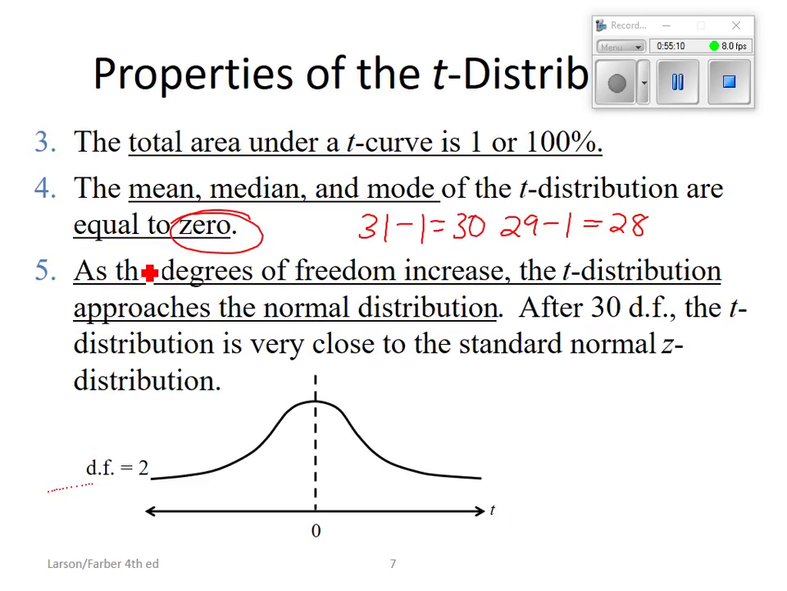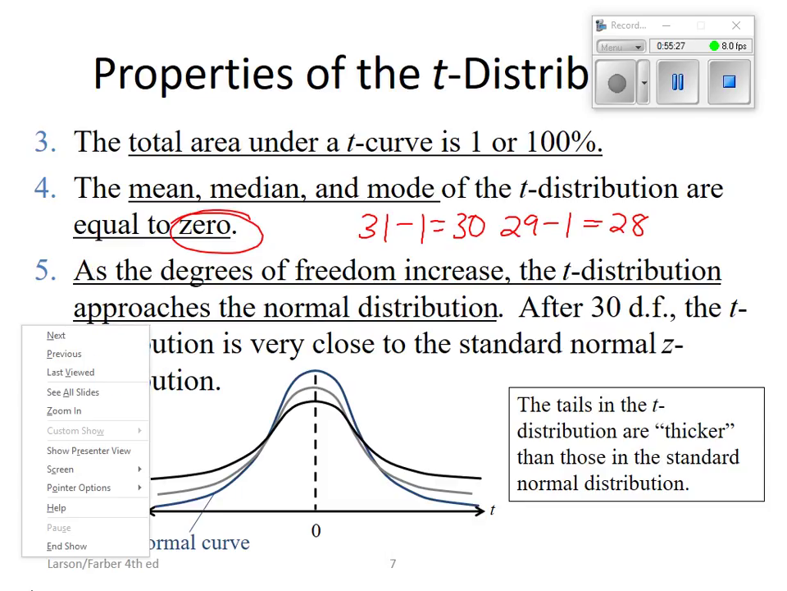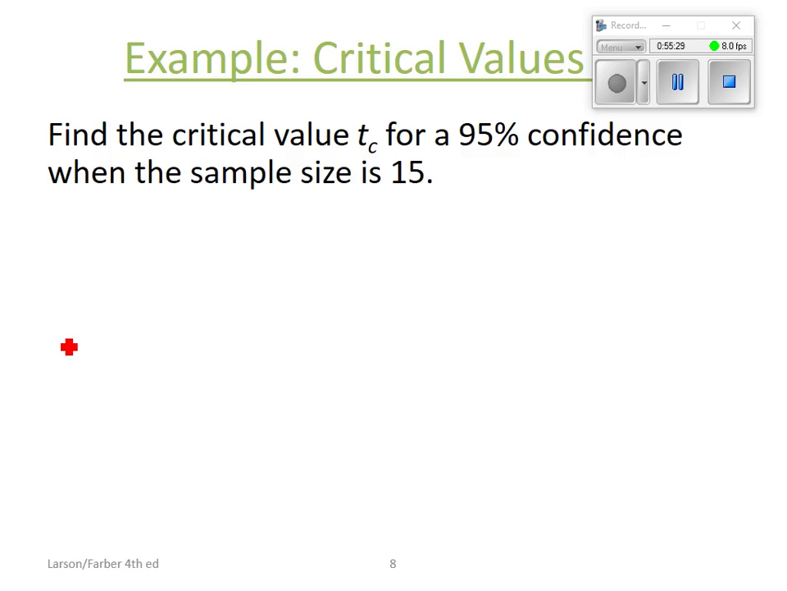So if our DF is 2, it might look something like that. Notice you've got big fat tails down here because we're not really being real accurate. We go to 5, the tails get a little smaller, it gets a little taller, a little closer together, a little more compact, and so on, as we move up.